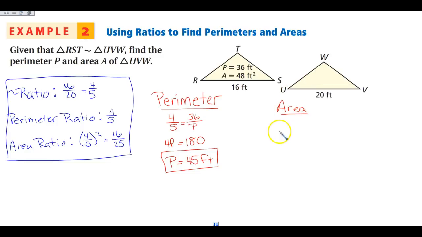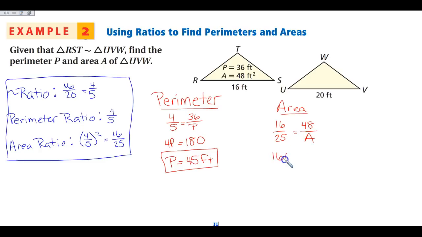If I'm using area, I need to start with my area ratio. Again, area means you need to start with your area ratio. I can't stress that enough. So this is going to be 16 over 25. Okay, my smaller area is 48. I'm looking for my bigger area, so I'm just going to put in A for area.